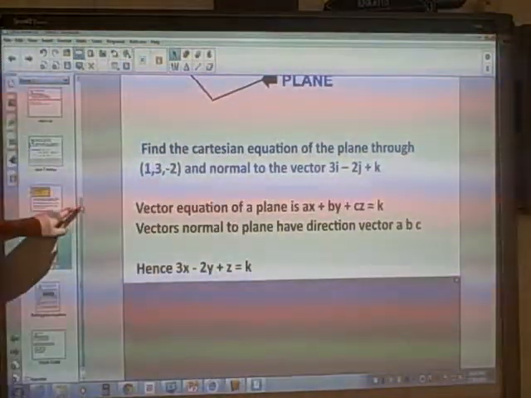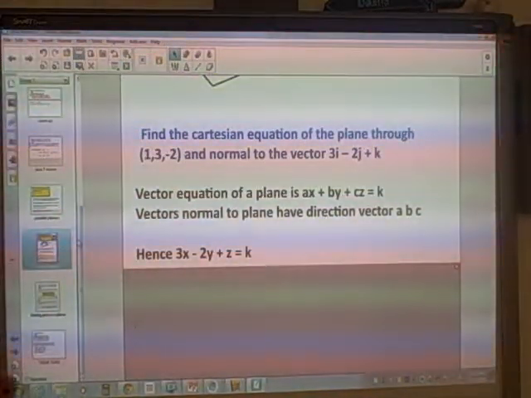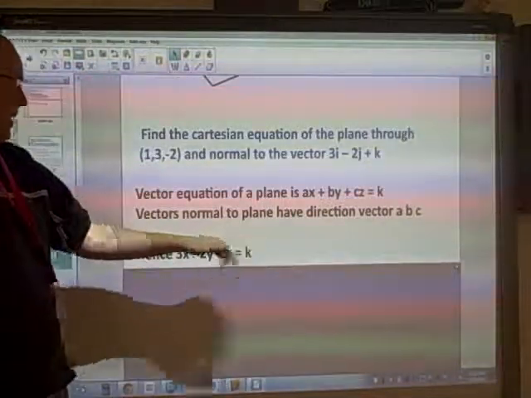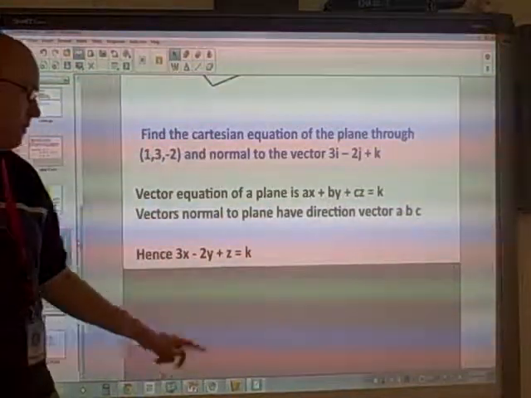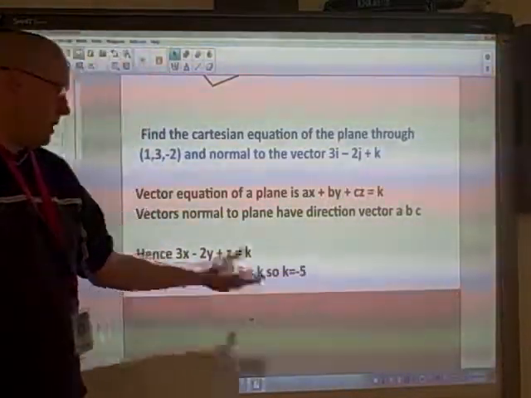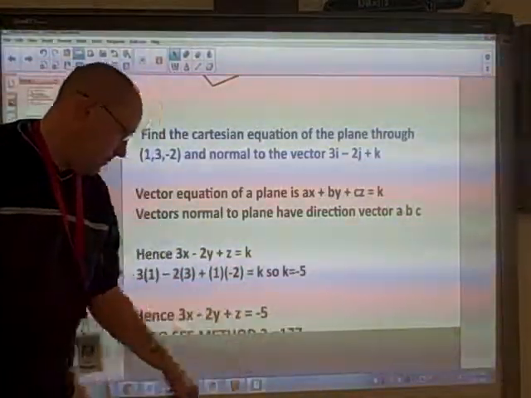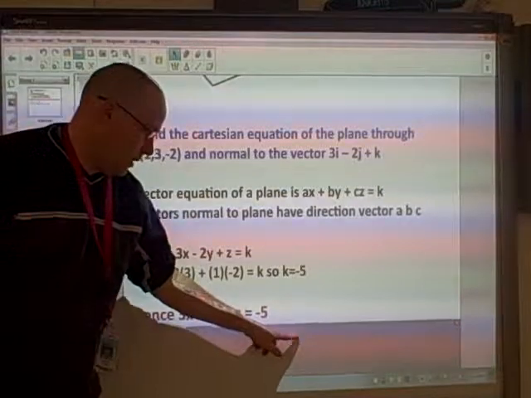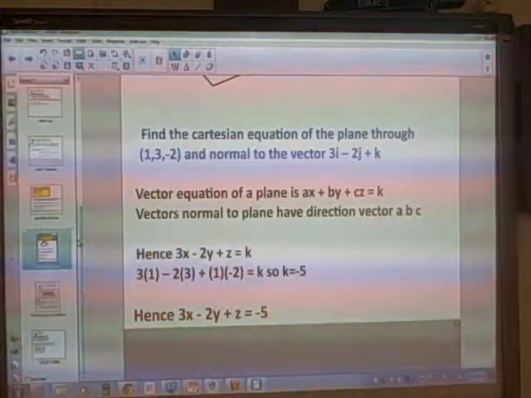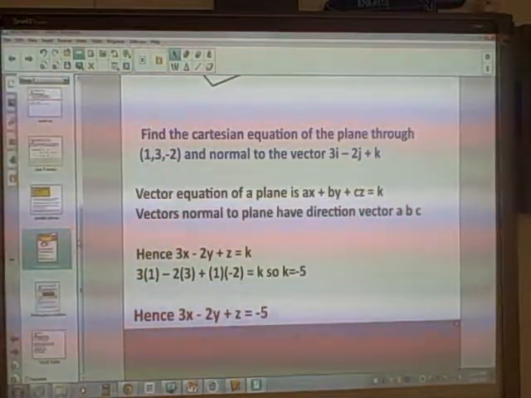So we can say that it's 3x minus 2y plus z equals k. To find out what k is, we're just going to substitute in 1, 3, and negative 2. And if we do that, we get negative 5. So our equation is this, equals negative 5. And that's our first 2 key skills for vectors in this chapter.